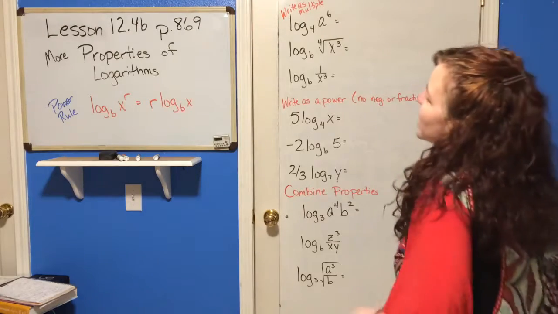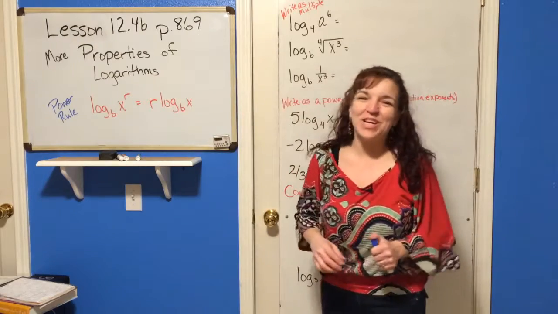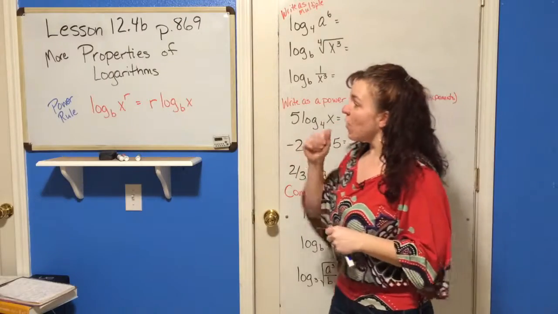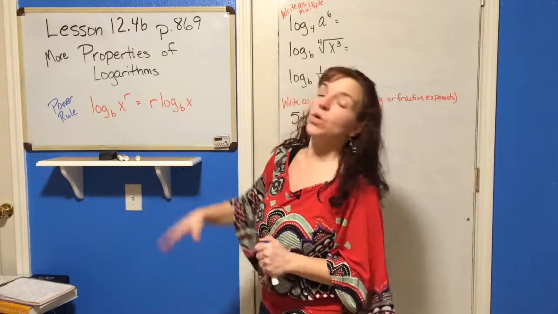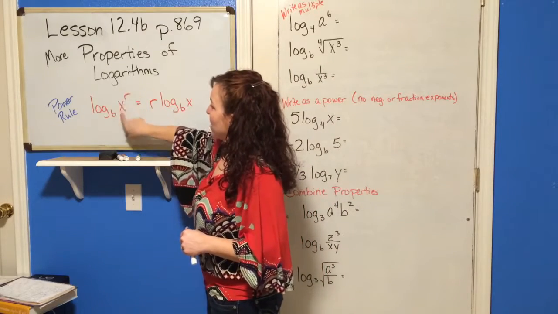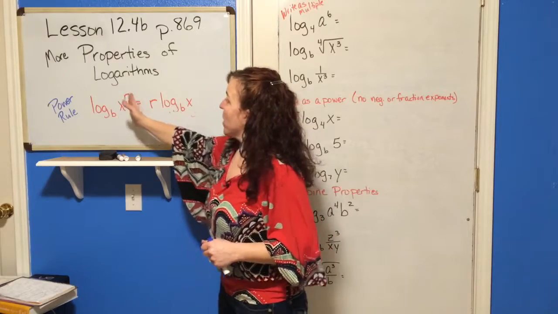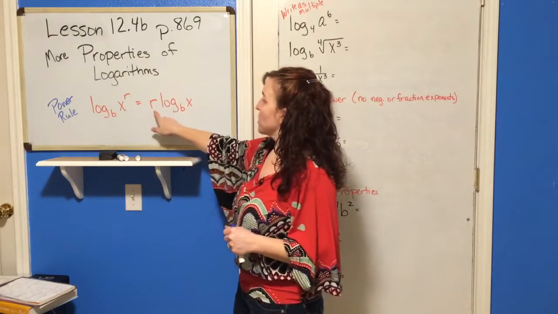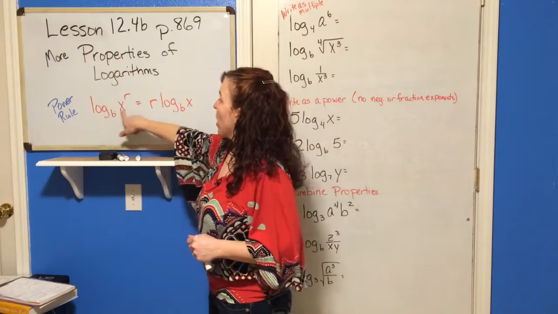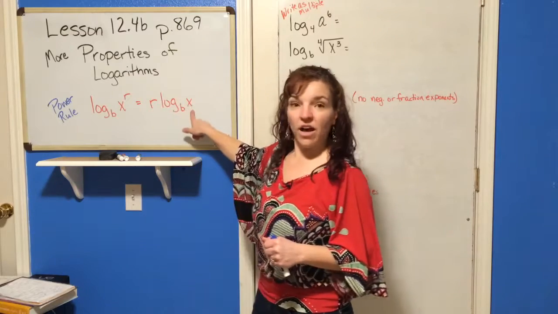Second half of section 12.4 is more properties of logarithms. So we've already done the multiplying and the dividing. So now we're going to use the power rule of logarithms. If you've got a logarithm that is raised to a power, what you can do is take that power and move it out in front of the log and multiply it by the log of that number. So the log of x to the r power is the same as r times the log of x.